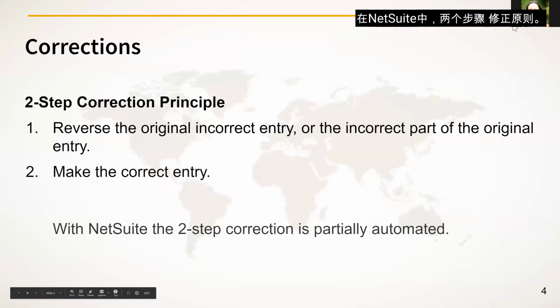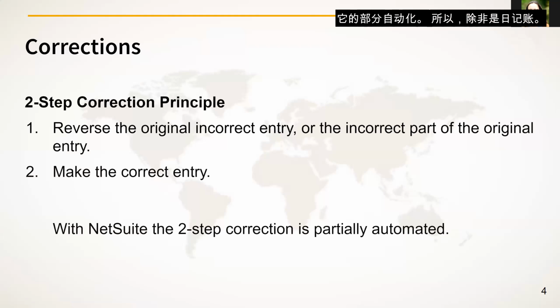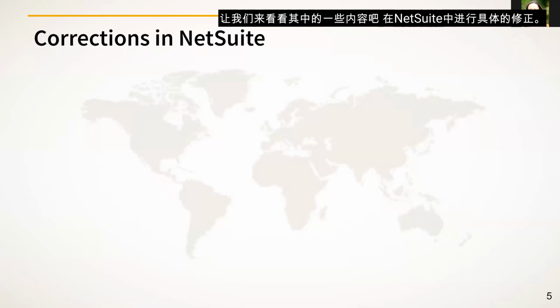In NetSuite, the two-step correction principle is partially automated. So unless it is a journal entry, you will be able to click a button that will do most of this two-step correction for you. It will either reverse or correct it for you. And all you need to do is usually just edit the information. Let's take a look at some of those specific corrections in NetSuite.